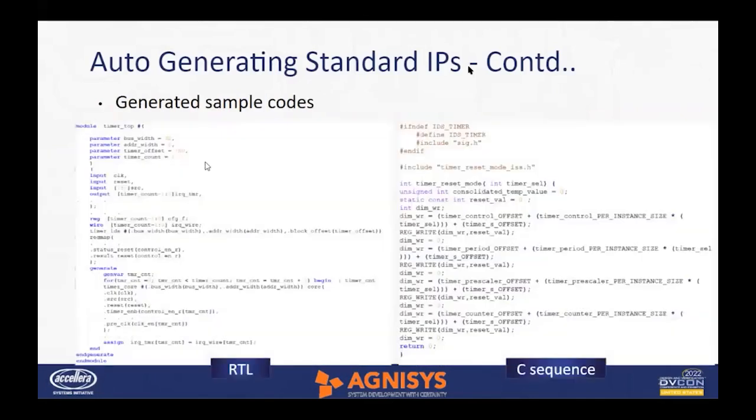This is the generated sample code for the timer IP. This is the C sequence, which can also be generated.